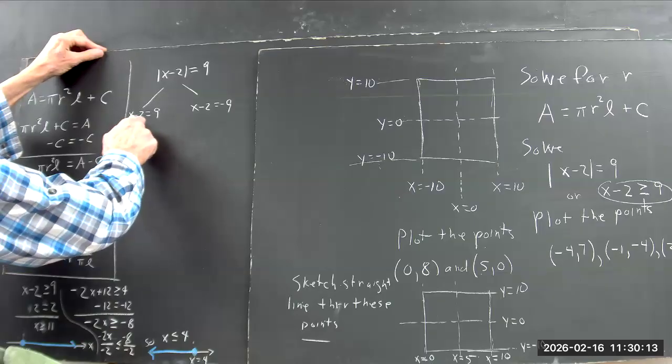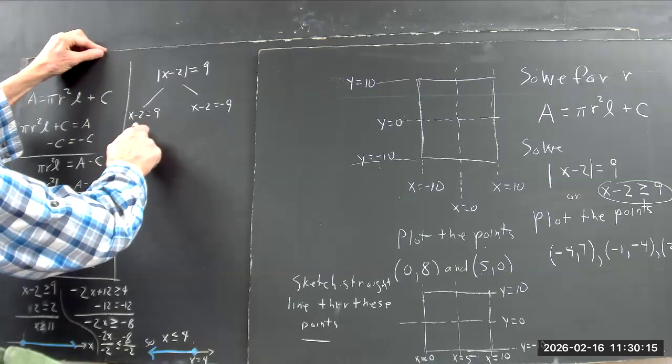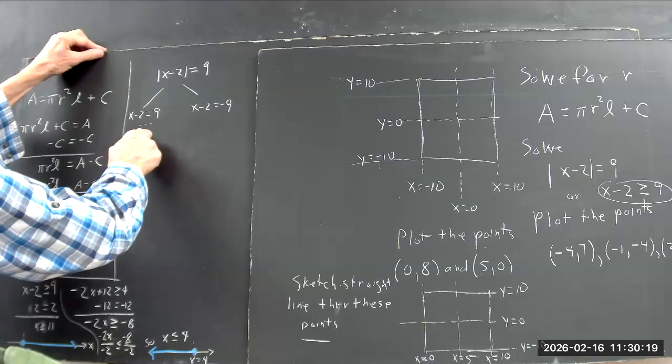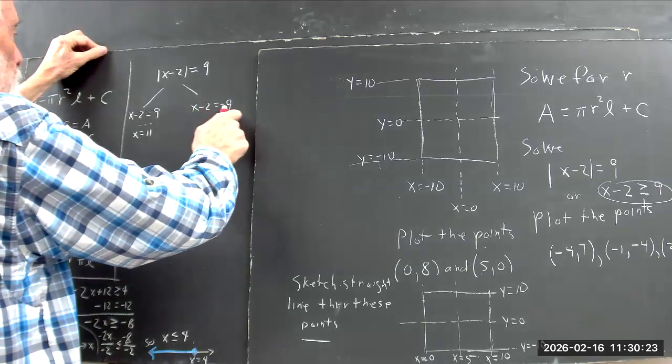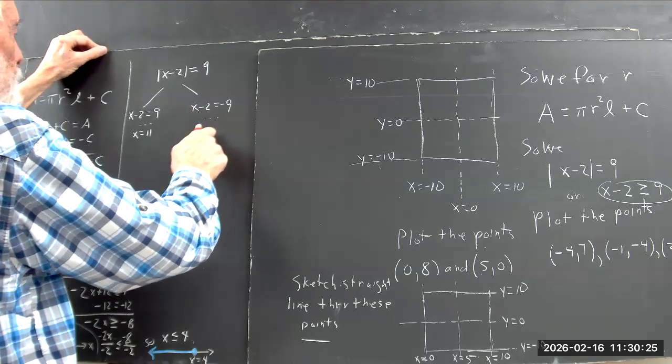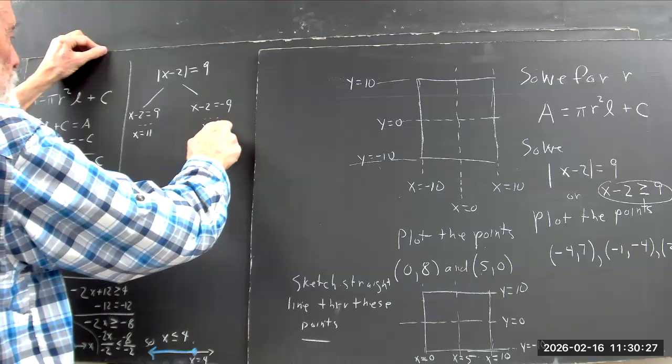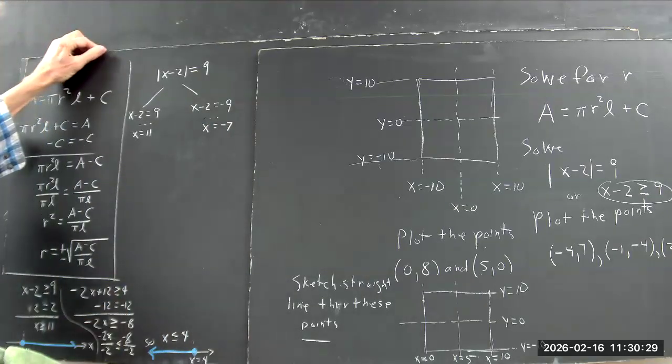And then we solve the equations. x minus 2 equals 9. Well, I'm not going to write out all the details. I'm just going to say the solution is x equals 11. The solution of x minus 2 equals negative 9: we'd add 2 to both sides. We get x equals negative 7.